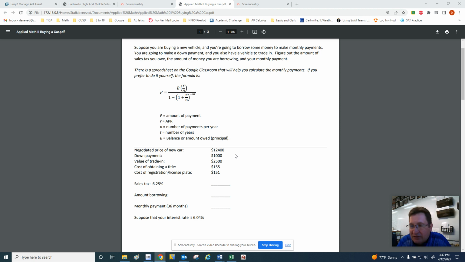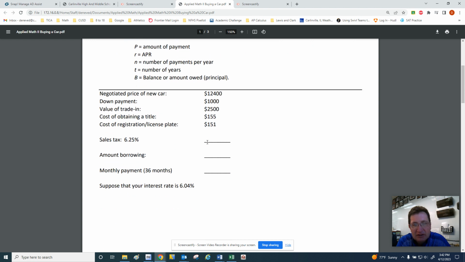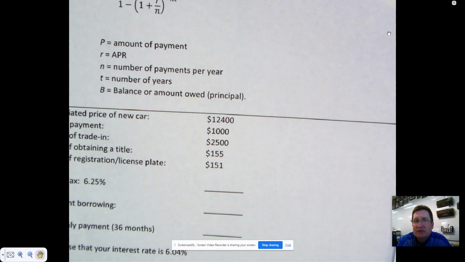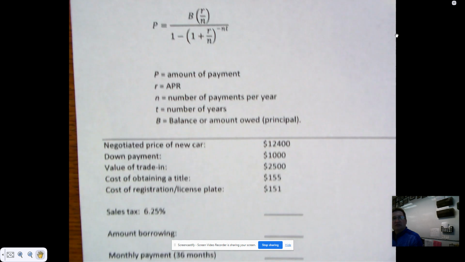So our job on each of these problems is going to be to figure out the sales tax, the amount that we're borrowing, and then the monthly payment. The monthly payment is going to be calculated using this formula here. And we're going to show you how to use this formula, but it's also true that I've provided a nice little spreadsheet that does this sort of thing for you. And we'll get to that when we get a little closer. So let's talk about this first problem, and let me get my paper set up here underneath the camera.